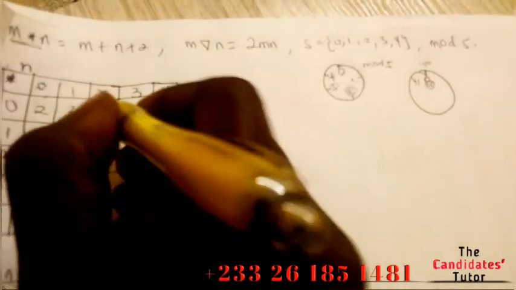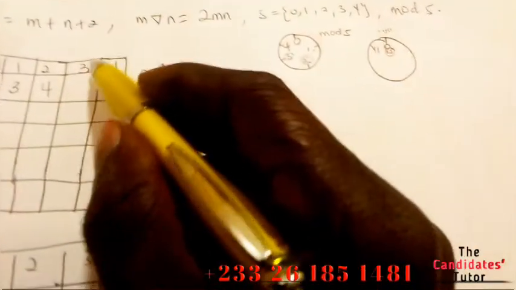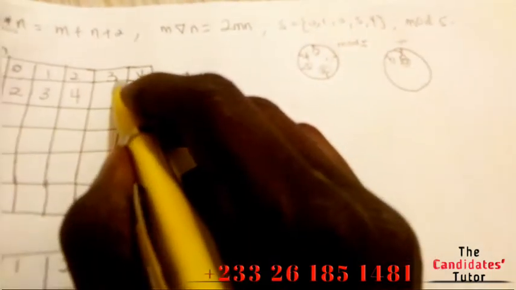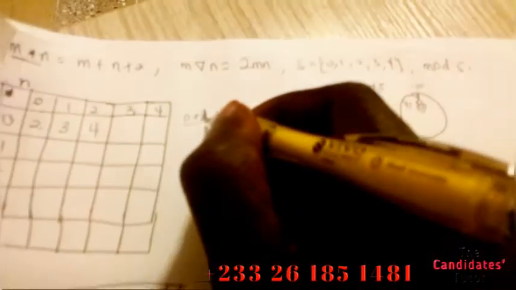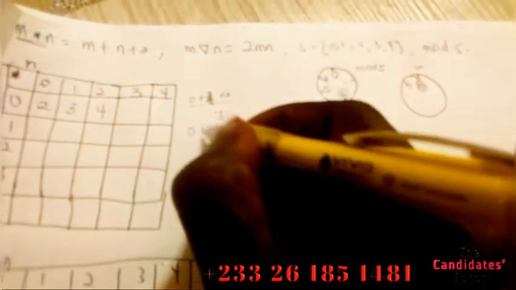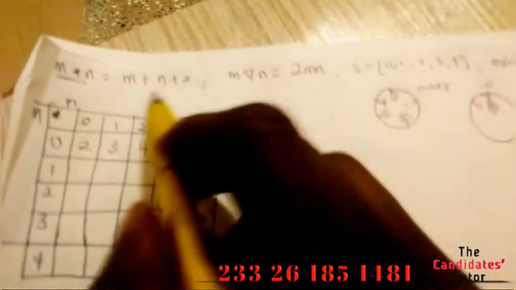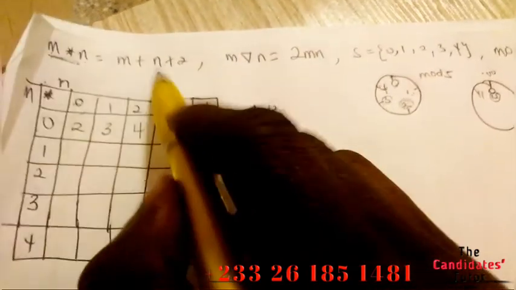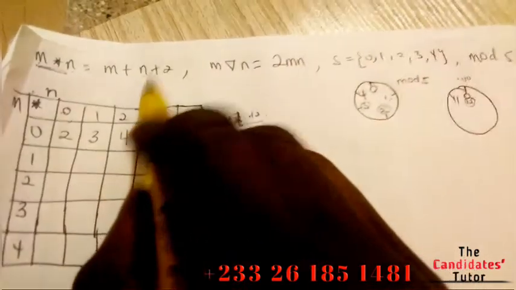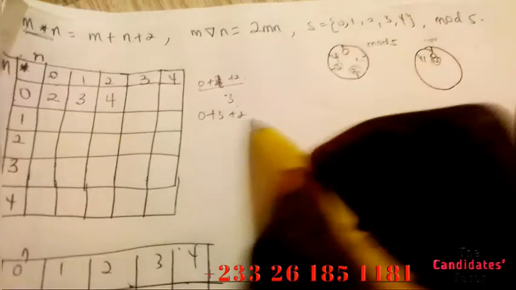Okay, so I'm going to have 4 still, so we have 4. But this side is going to change because now n is going to be 3. So if n is 3, we have 0 plus 3 plus 2. Okay, according to the definition that we have been given here. Now m is 0, n is 3, and a constant 2. So if we add all, we're going to get 5.